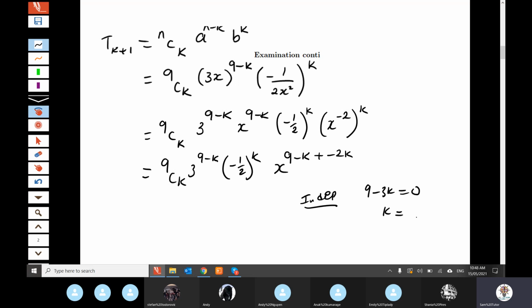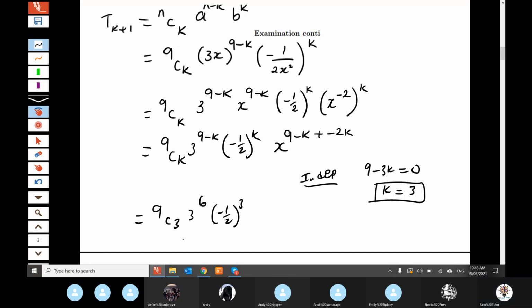What does k equal to? K equals to 3. Now that you know k equals to 3, you're obviously going to sub it in. So the answer I'm looking for is 9c3, 3 to the power of 6, negative half to the power of 3. You don't need to sub it into the x because it's already going to be independent of that. And then that's it. What's the answer?